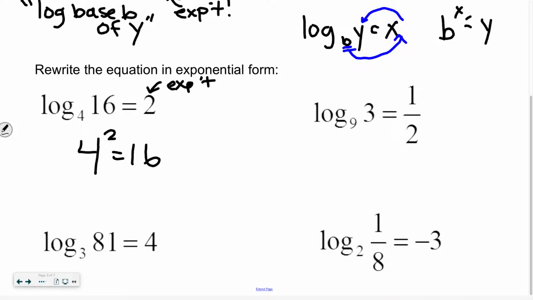So again, remember that question I have at the top of the screen. The log base 4 of 16 is asking the question, what do I need to raise 4 to get 16? Well, I've got to square it. That's the only thing that works. 4 to the first is 4. 4 cubed is 64. 4 squared is 16. So the answer has to be 2.